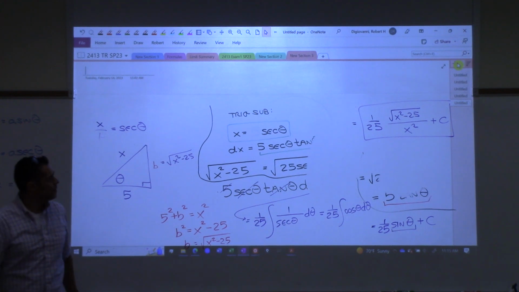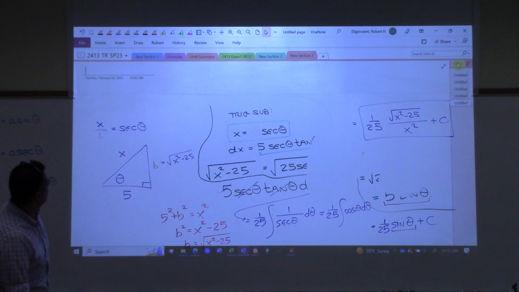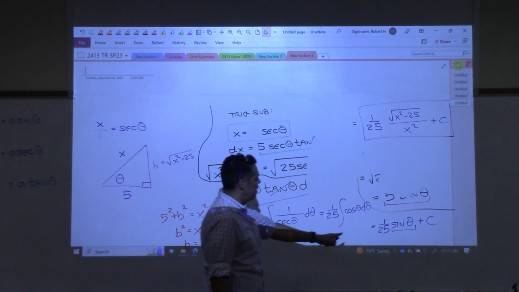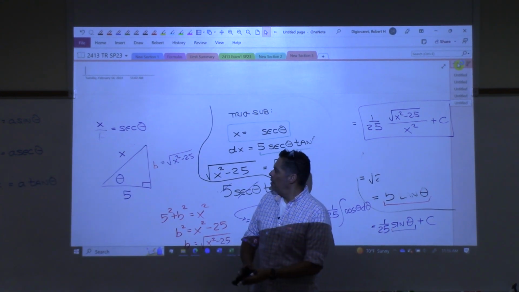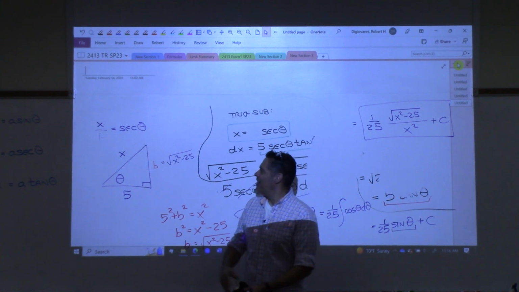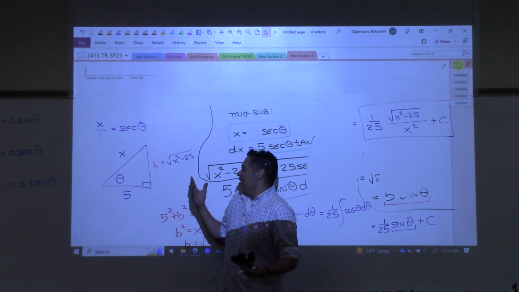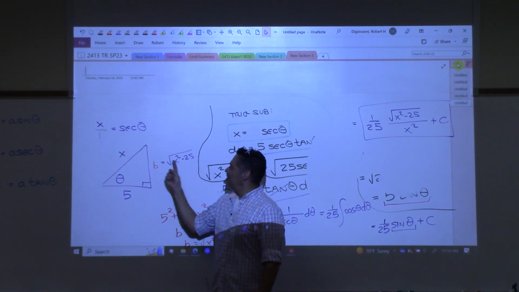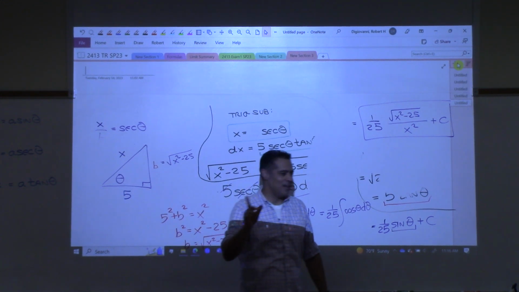So on the final answer, how did we get the x squared in the denominator rather than just x? We want to know what sine theta is, right? Oh, I don't know why I put x squared. Yeah, I apologize. I don't know why I did that. This over this, right? Okay, thank you for pointing that out.